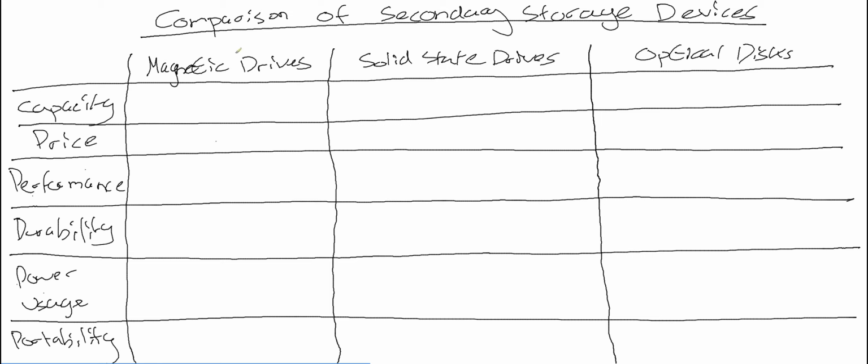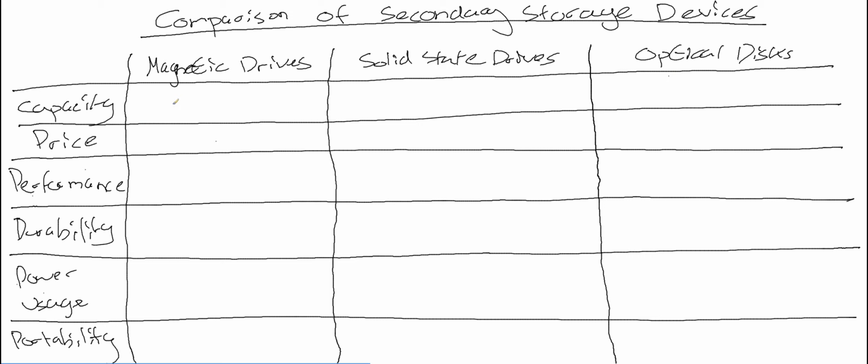So I'm going to be looking at magnetic hard drives, solid state hard drives, and optical discs. And if you want to know how these work, you should take a look at my other video tutorials on the specifics of how a magnetic drive, a solid state hard drive, and an optical disc works. But let's move on to comparing them then.